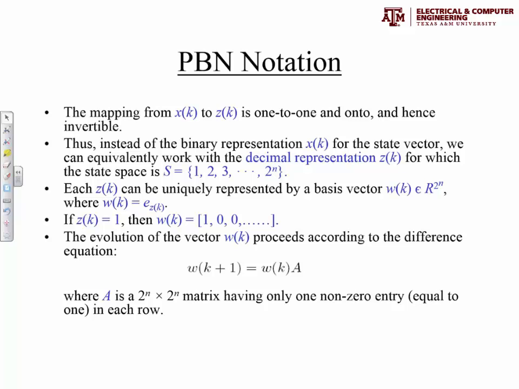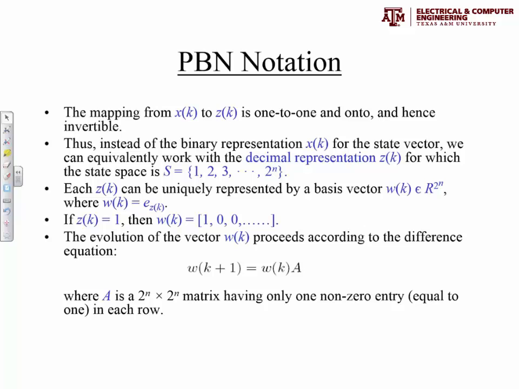And so you have an equation of this form, where wk is a row vector, wk plus 1 is a row vector at the next time step, and this matrix A is going to tell you, you pick a basis vector, which basis vector it is going to map into, right? So A is going to be a 2 to the power of n by 2 to the power of n matrix having only one non-zero entry equal to 1 in each row, because it's going to pick up only one of the 2 to the power of n vectors, right? No problems with that.